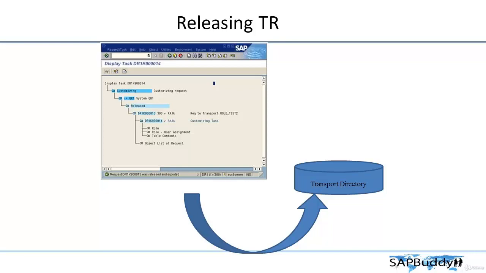So generally, if you want to copy this TR file into our system, or import this program into our system, you copy the co-file into the co-file directory and the data file into the data file directory, and just go to STMS and add this transport to the queue, and then you can import this particular TR into the system. Whenever you release the TR, it will go to the transport directory. So adding the TR into the transport queue is also quite important.